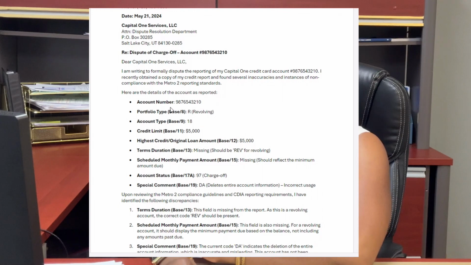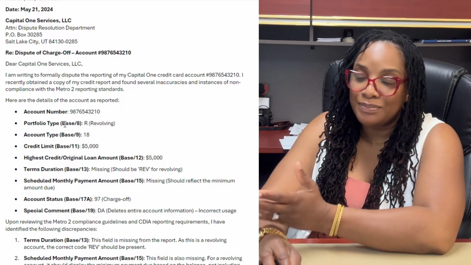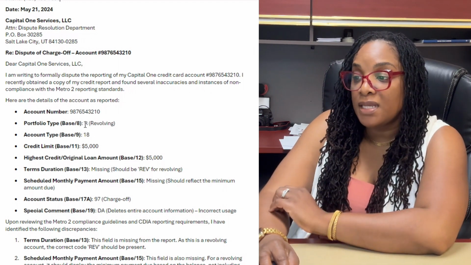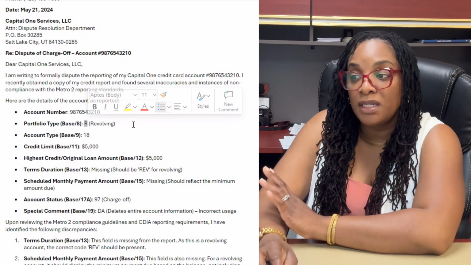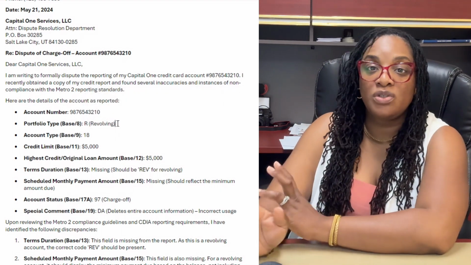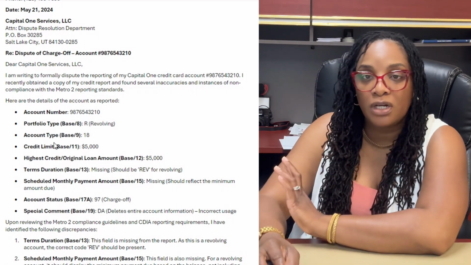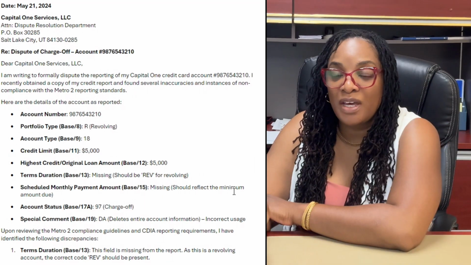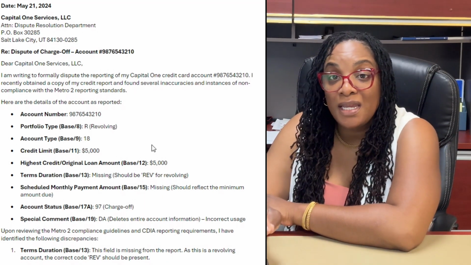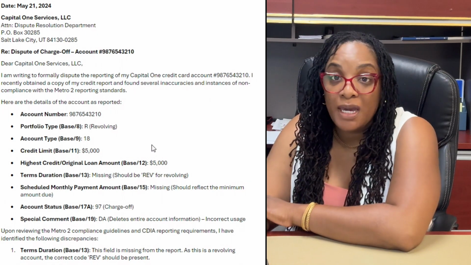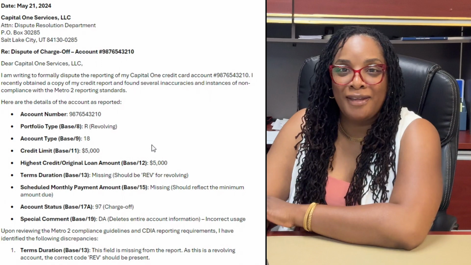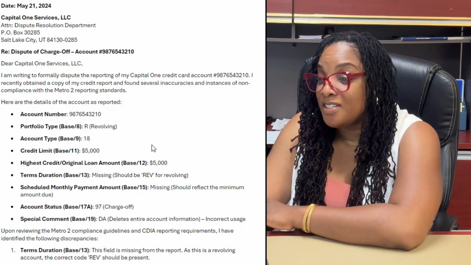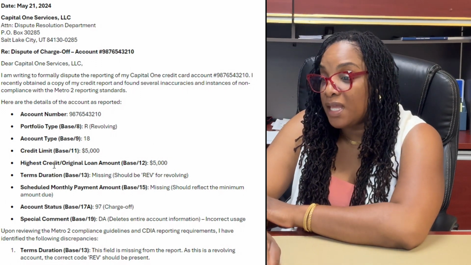You have your account number, that is a required field. Portfolio type of account, that's base segment character 8, that is a required field. Anytime you see R on your credit report, that stands for revolving. That lets you know this is a revolving account, possible credit card account. Account type is base segment field 9, and account type base 9, the number 18, is code for bank card. So that you can get more of an idea of what your Metro 2 codes are so you can actually use them.